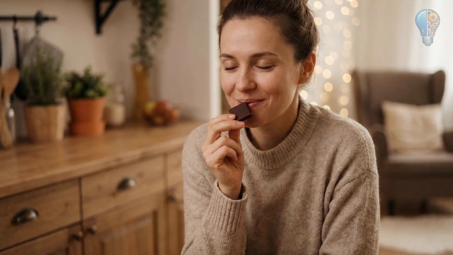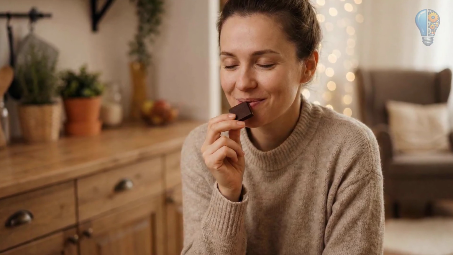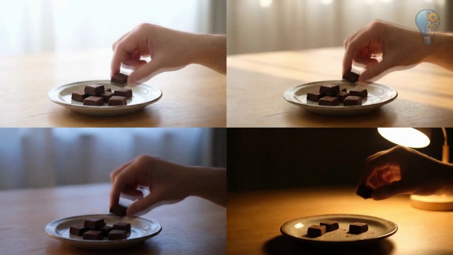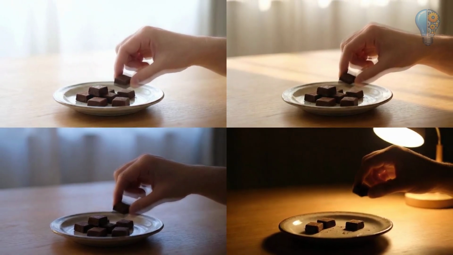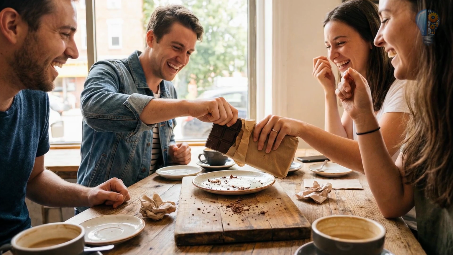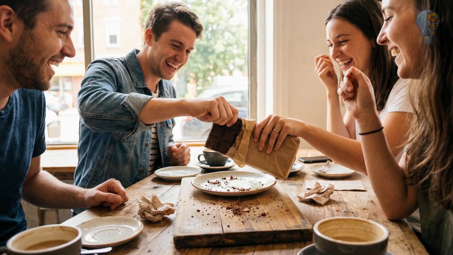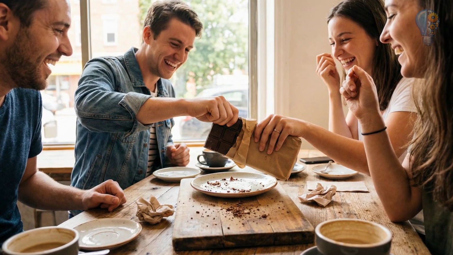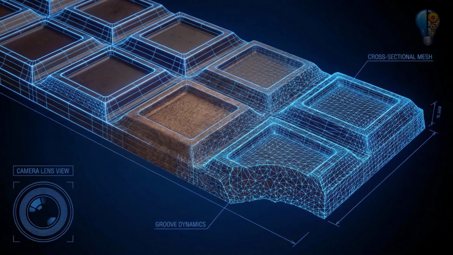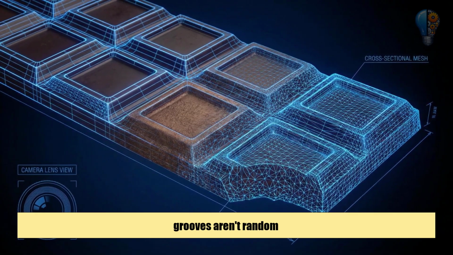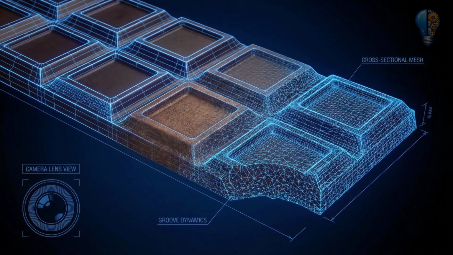It's such an automatic action that you've probably done it hundreds of times without questioning why those lines are there in the first place. They seem obvious, right? They're just there to make the chocolate easier to share and eat in smaller portions. But here's what most people don't realize. Those grooves aren't random, and they're not just about convenience.